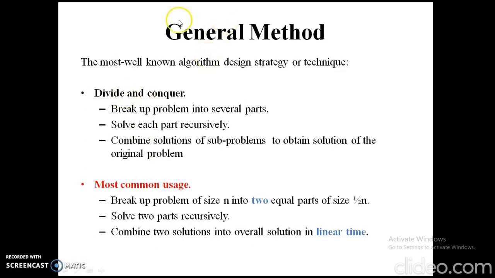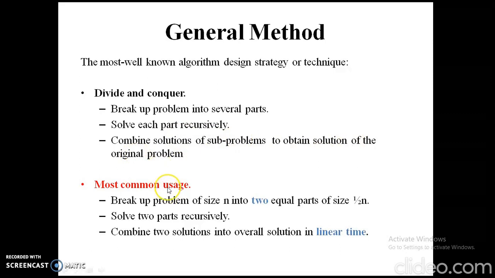The general method of divide and conquer technique is to break the problem into several parts, and then after breaking the problem into several parts, solve each of the parts recursively, then finally combine the solutions of the subproblems to obtain the solution of the original problem.